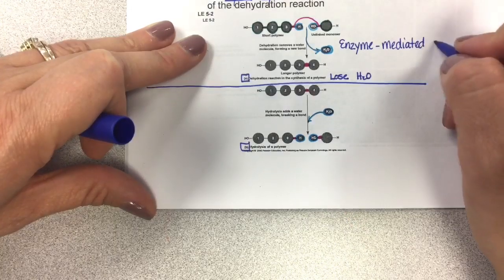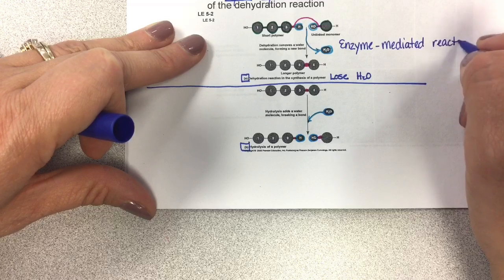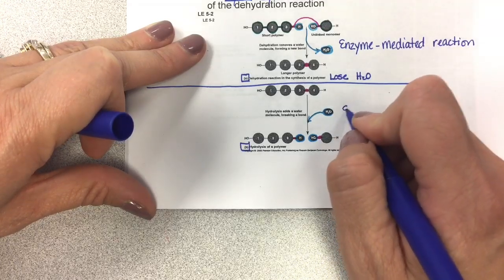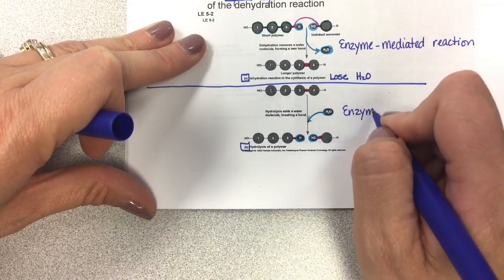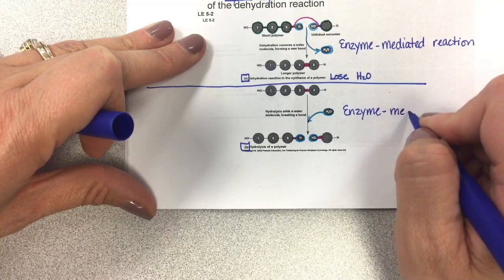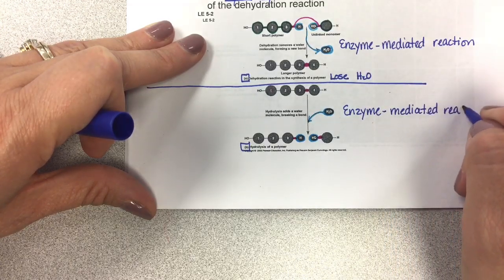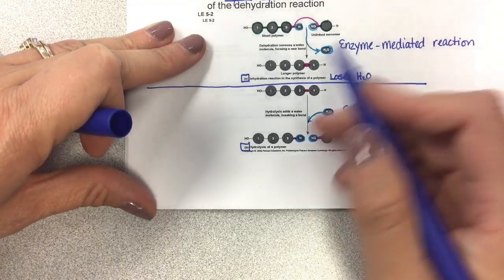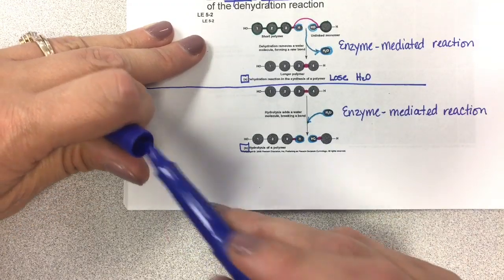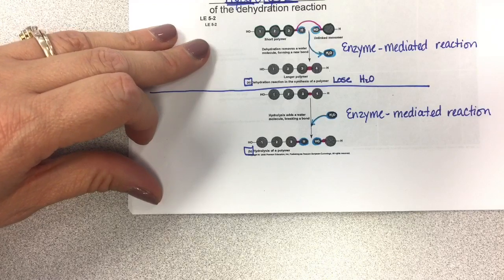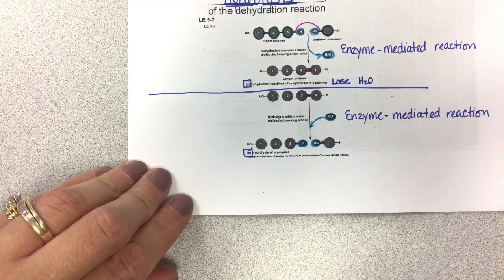What does that mean? Well, it means that enzymes have to help it along. What do enzymes do? Enzymes help speed up chemical reactions. So therefore, this is helped by enzymes. And so enzymes have a big role in that.